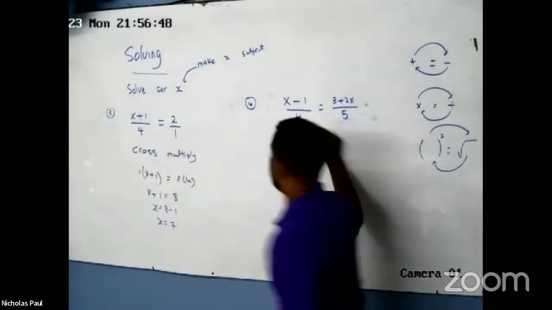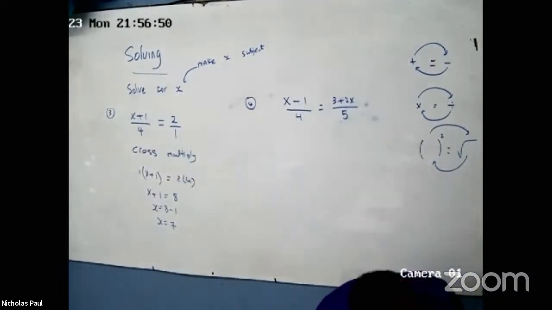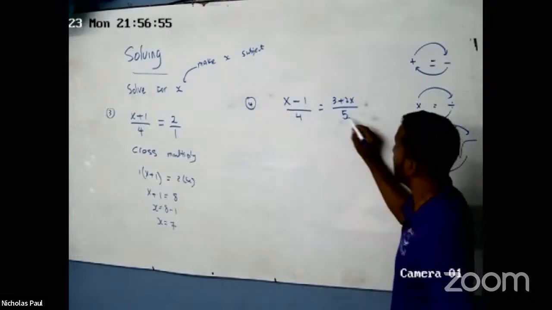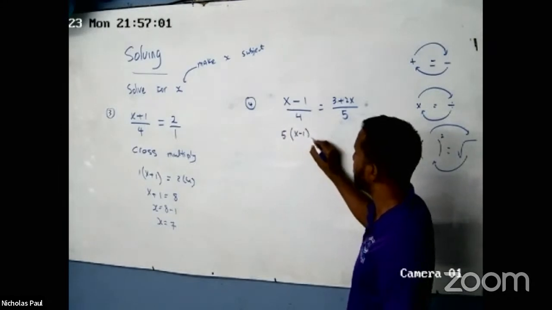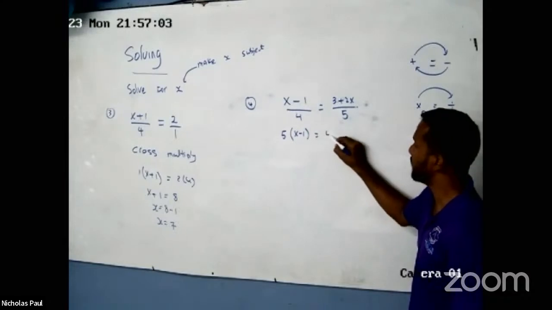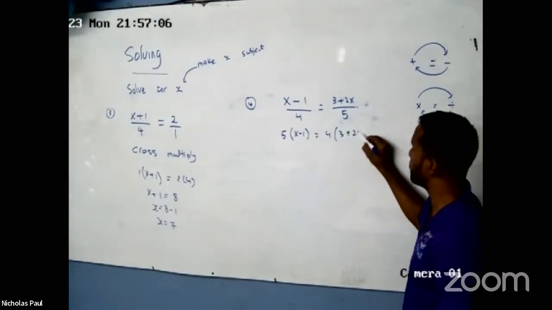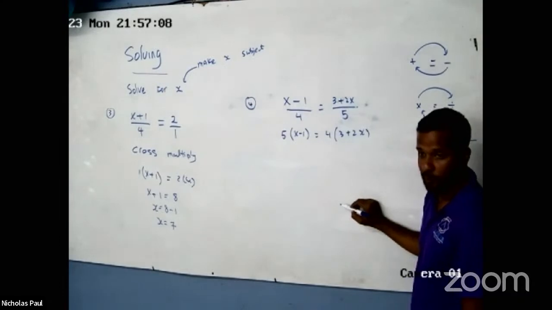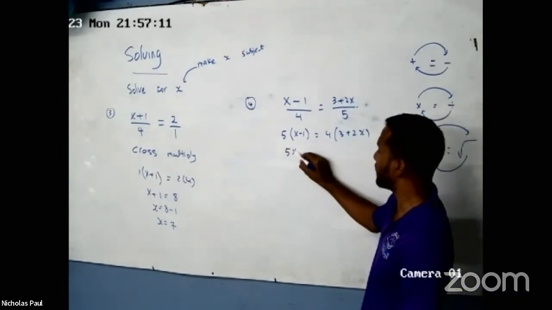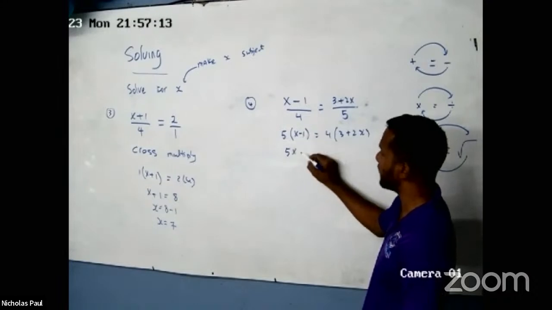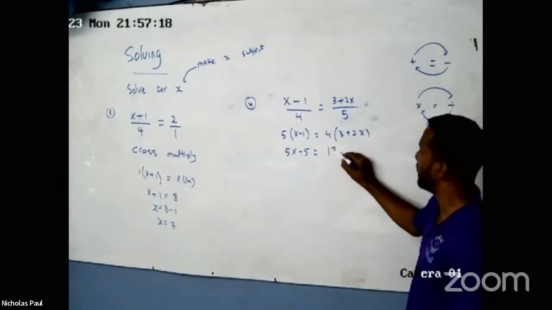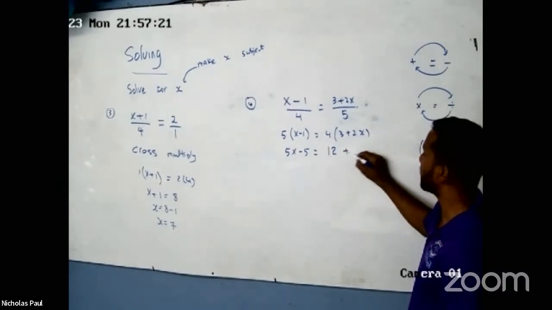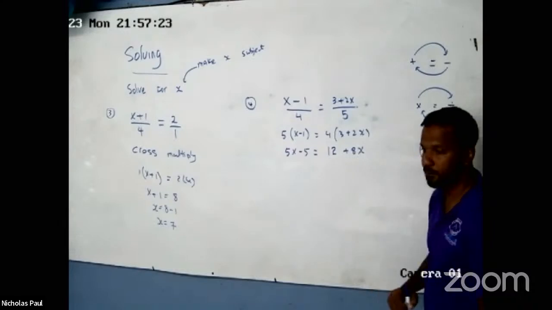Right, so cross multiplying. Any answers online here? I didn't get any answers online. Right, so you're multiplying 5 by this, so it's 5 by x minus 1, and you're multiplying 4 by this, 4 by 3 plus 2x. Right, and you're going to multiply it out. 5 by x is 5x, 5 by minus 1 is minus 5. Same thing here, 4 by 3, that's 12, 4 by 2x, that's 8x.